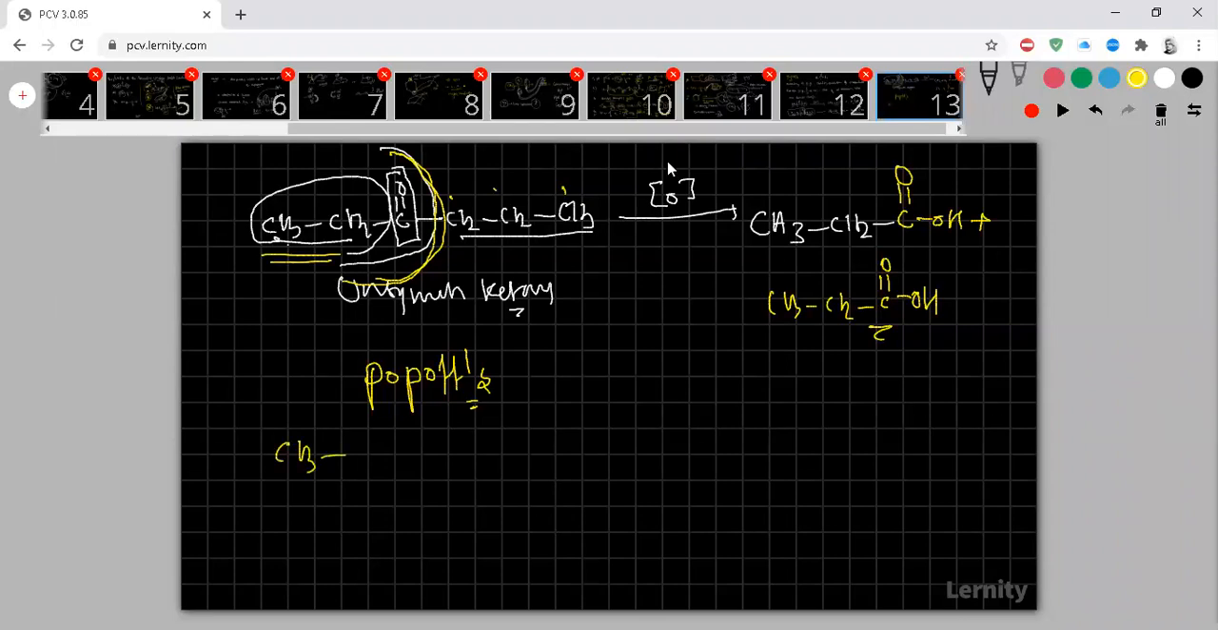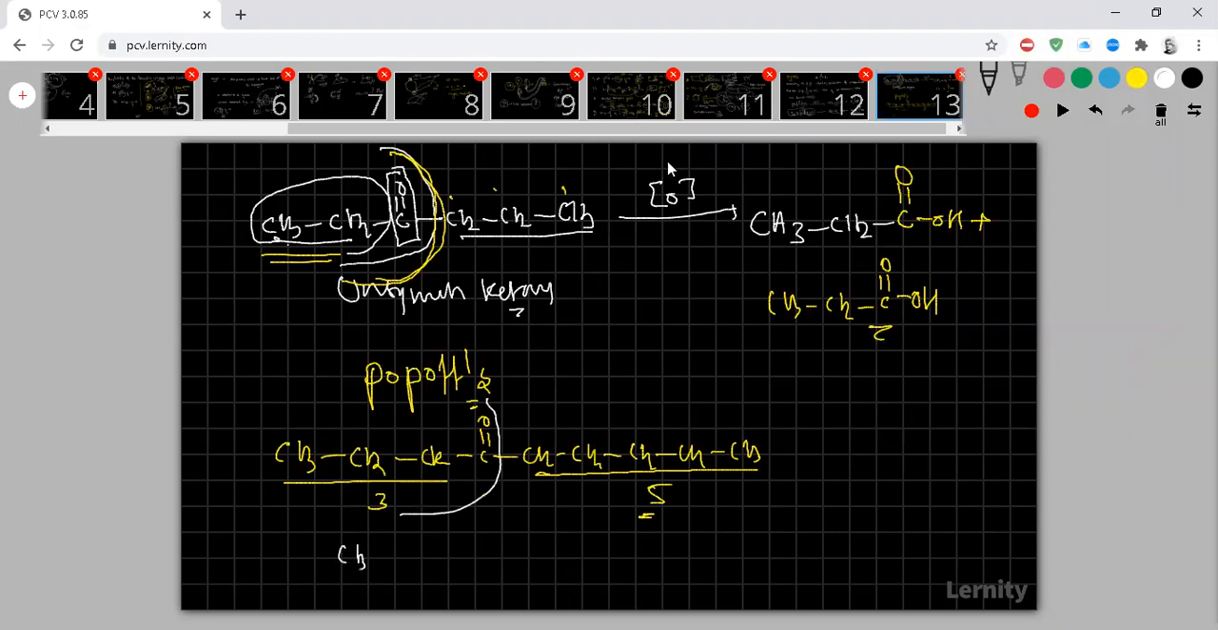So let me take another example. CH3, CH2, CH2, C=O, and CH2, CH2, CH2, CH2, CH2. So this is having 3 plus 2, 5 membered, and this is having 3 membered. So this is the 5 membered chain, and this is the 3 membered chain. Now the C=O group must be taken with this one. In that case, we'll get CH3, CH2, CH2, C=OH, plus again this one, CH3, CH2, CH2, CH2, 5 membered, OH. Right? Did you understand?